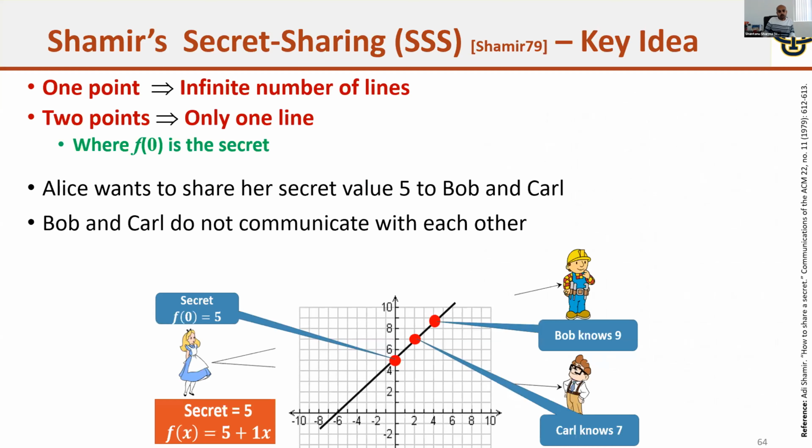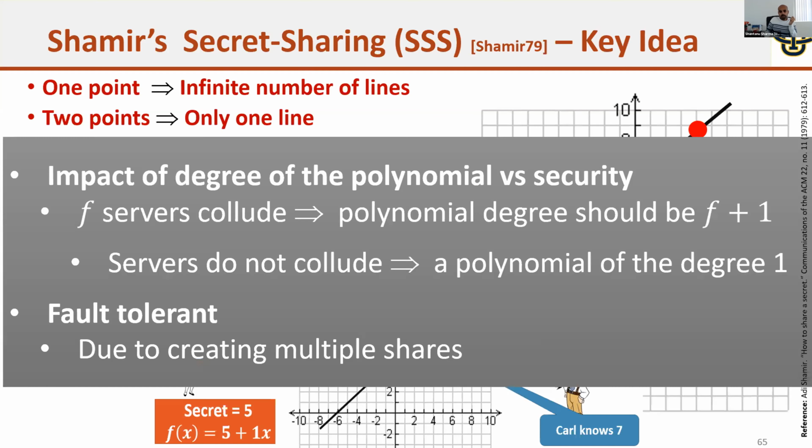Suppose Alice wants to share a secret with Bob and Carl. Alice selects a random polynomial. Here she selected 5 plus 1x, and she places her secret value as the value of x, and whatever value she obtains, she gives to Bob and Carl. If Bob and Carl do not communicate with each other, they can never know Alice's secret.